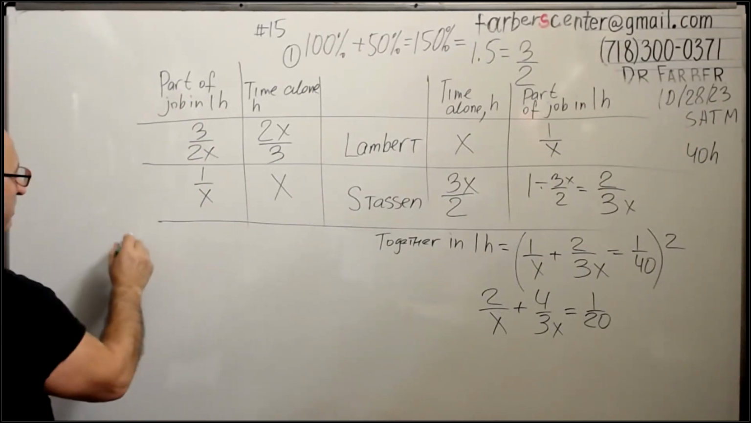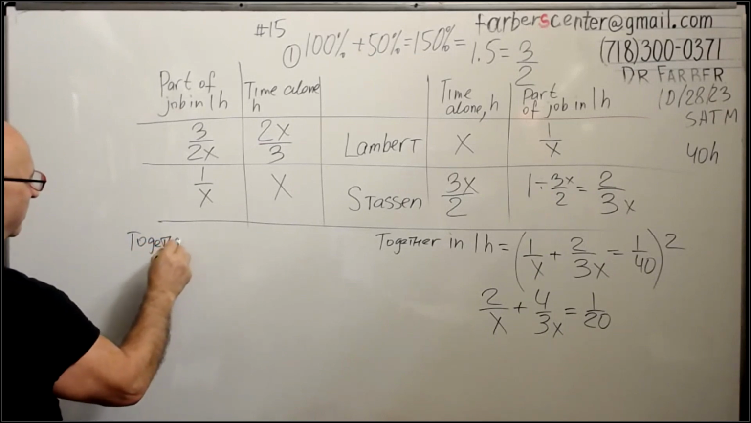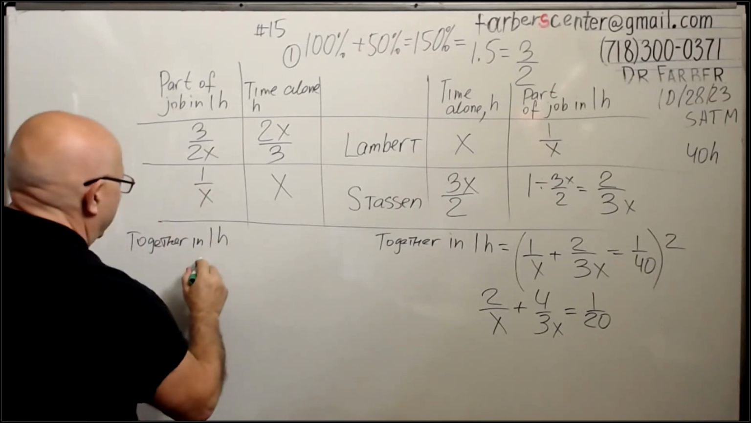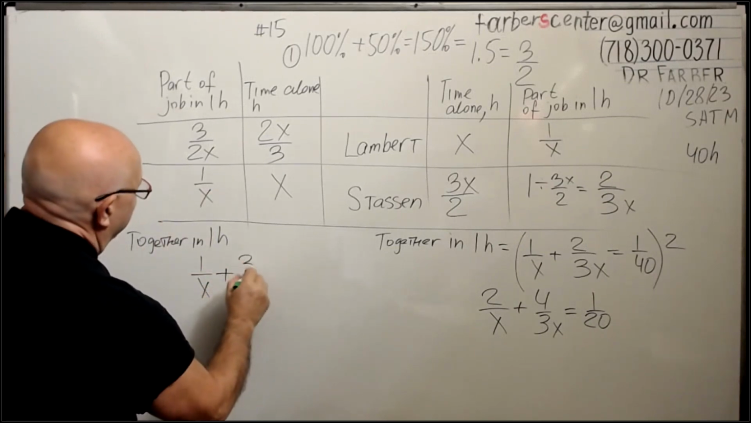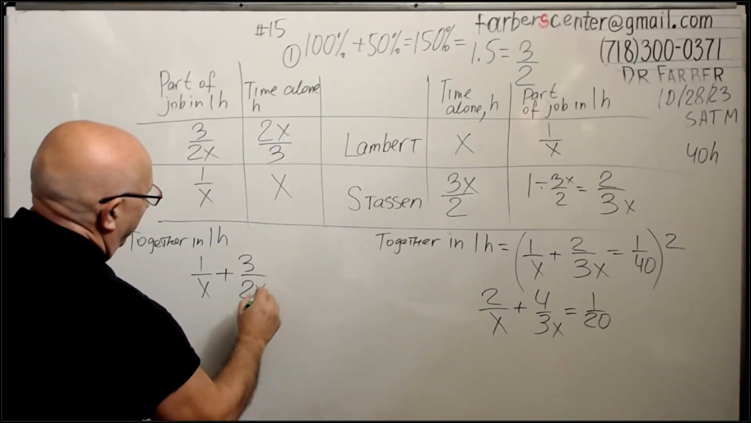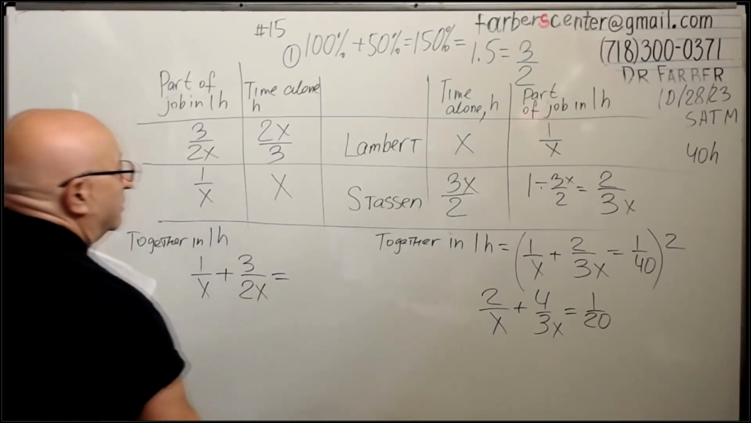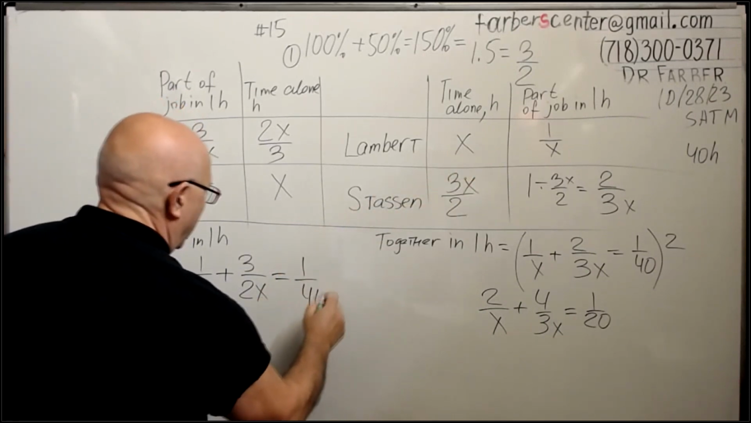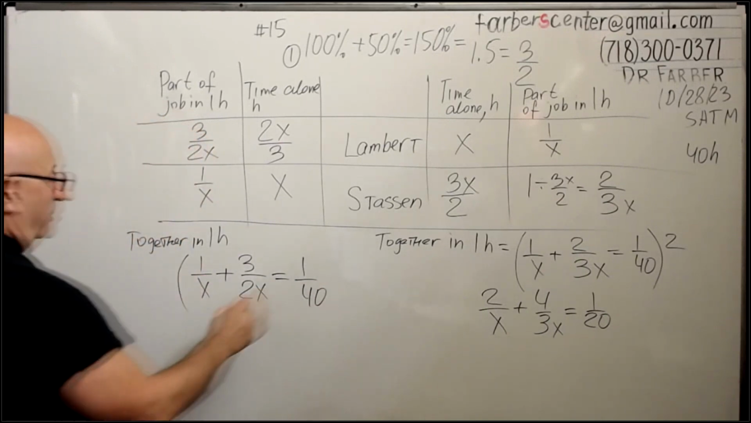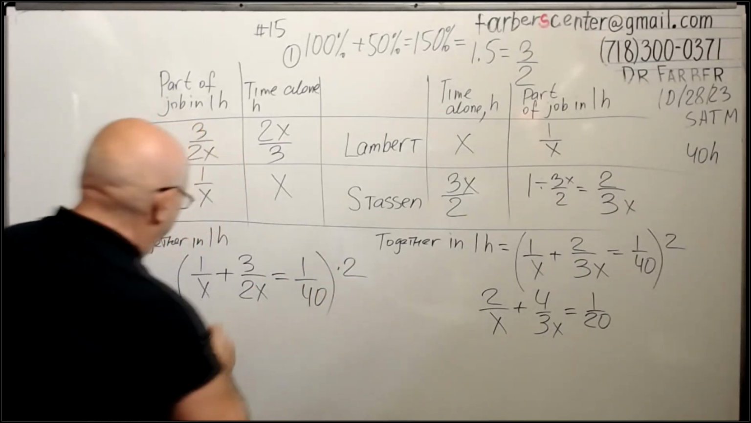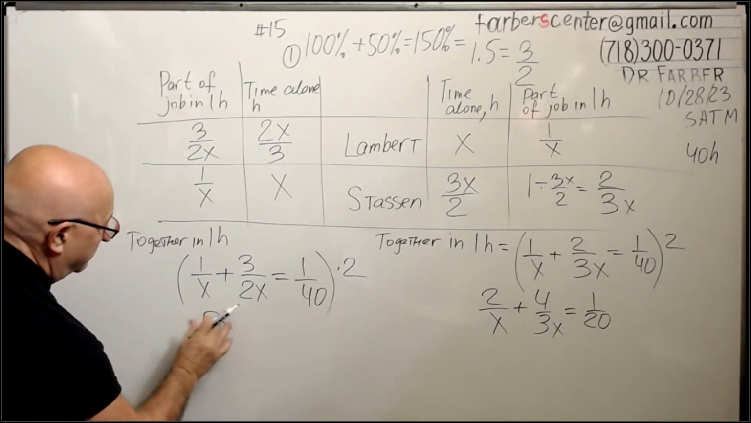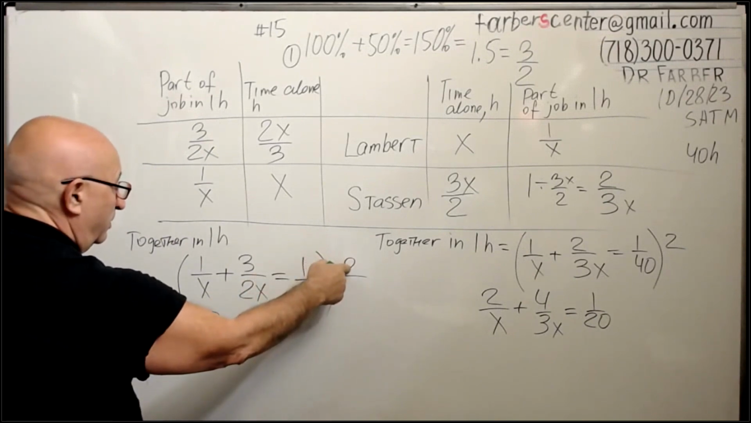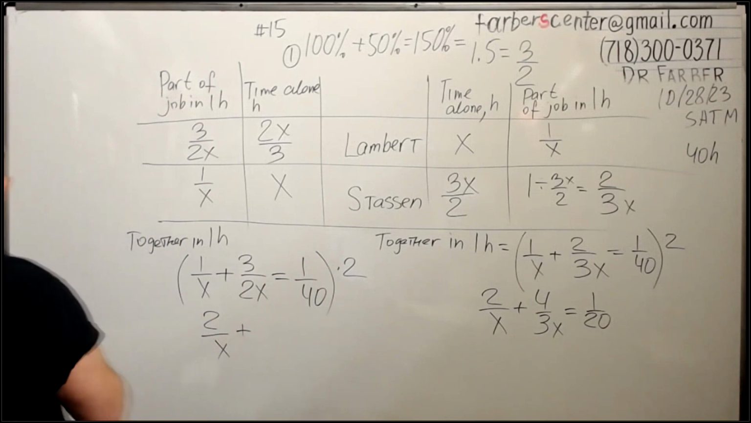Now, do the same step together in 1 hour. We have 1 over x plus 3 over 2x. And this equals the same 40 hours, right? The same 40 is 1 over 40. To bring this example closer to the multiple choices, I multiply by 2. What will I get? 2 over x plus 3 over x, right?